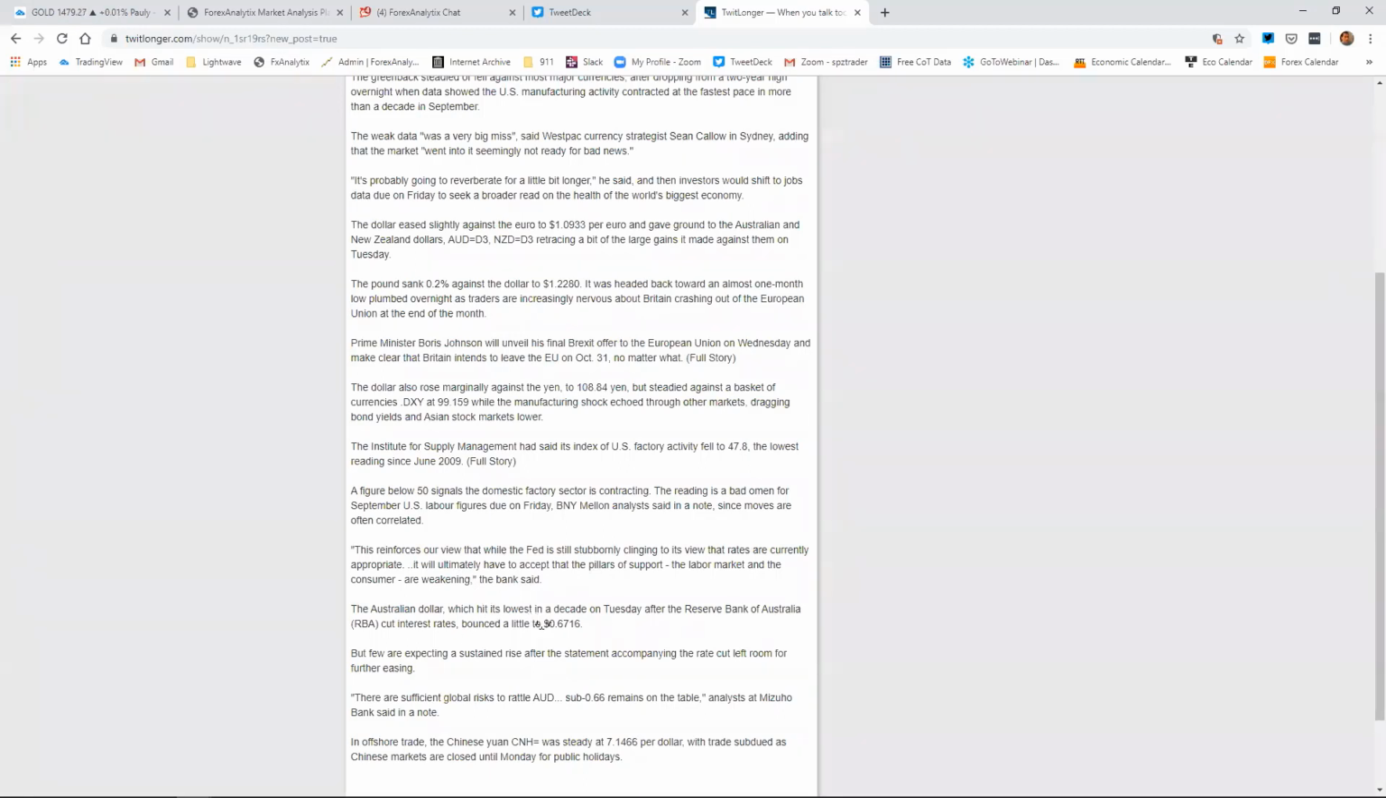The Australian dollar, which hit its lowest in a decade on Tuesday after the RBA cut interest rates, bounced a little to 67.16, but few are expecting a sustained rise after the statement accompanying the rate cut left room for further easing. There are sufficient global risks to rattle the Aussie, and sub 66 remains on the table, an analyst at Mizuho said in a note.